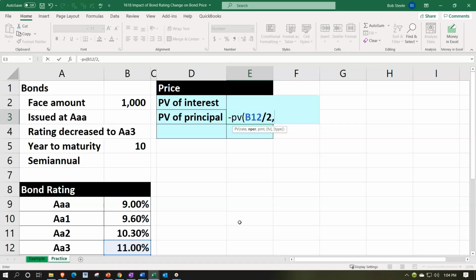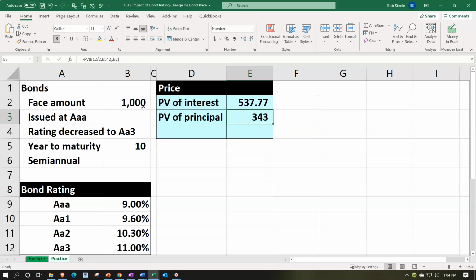Then comma, the number of periods would be 10. That would be if it were yearly, but we're talking semi-annual, so we'll take that times 2 for the 40 periods, comma, comma, because it's not an annuity, but present value of 1, and then we'll pick up the future value, which is that 1,000, bringing it on back, closing it up, adding a couple decimals there.